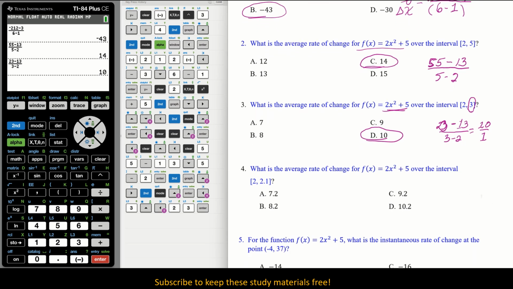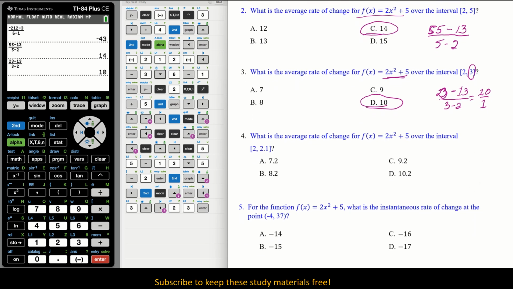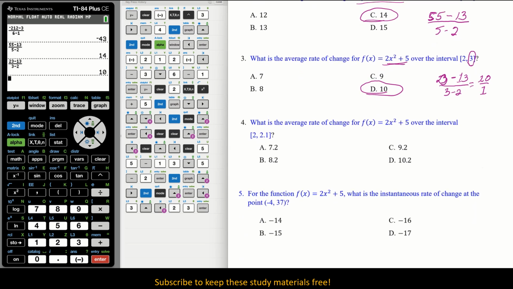Oh, look, same function. Looks like they want us to practice with seeing the function over and over as the interval changes. Number 4, what is the average rate of change? Same function over the interval 2 to 2.1. Okay, that is a bit of a difference. So, how are we going to handle that? That's a decimal. This is what we need to do.